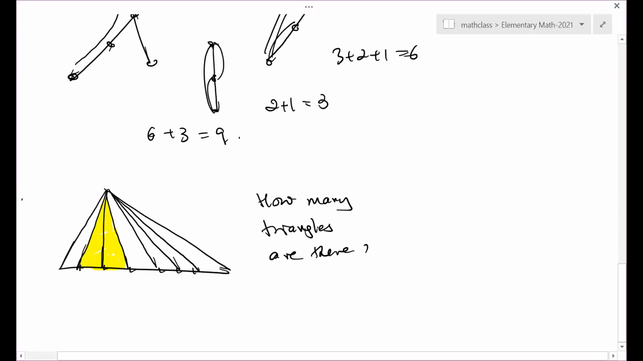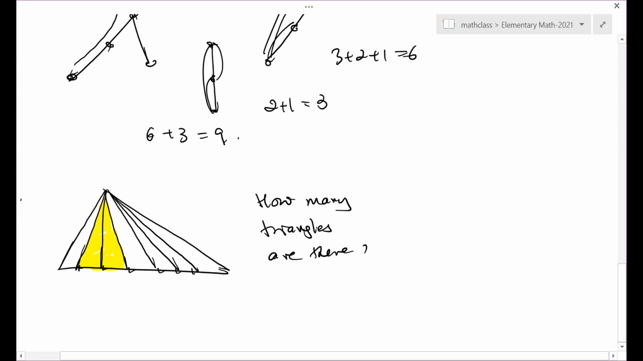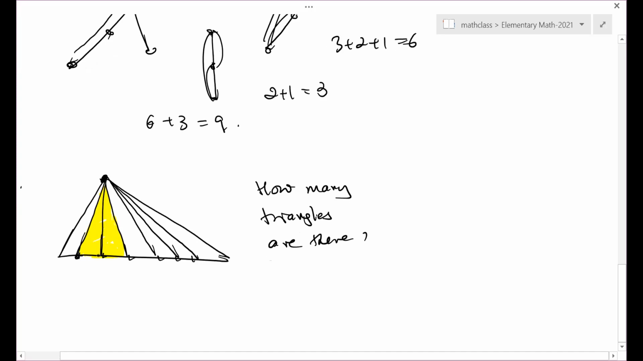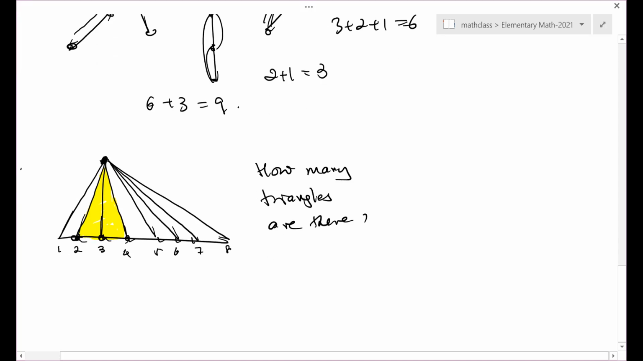So you have to convert the problem to another equivalent problem, like counting. First of all, these triangles share one vertex. So a triangle is really completely determined by a pair of points on the bottom line. If here's 1, 2, 3, 4, 5, 6, 7, 8, so there are 8 points here. So a triangle is in one-to-one correspondence with a pair of points at the bottom.